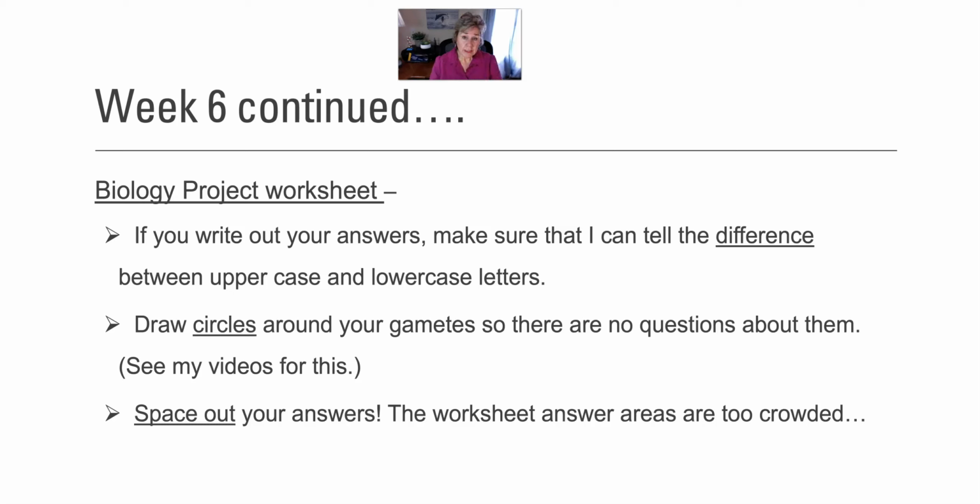And the worksheet has little bitty spaces for your answers. Please use as much space as you need and space out the answers. I don't care how many sheets this is. I care that I can read it. Don't try to cram it all in the little teeny spaces that they give you. So spread it out so I can see everything, because I have enough trouble seeing as it is. Yeah, so spread it out where I can see it.